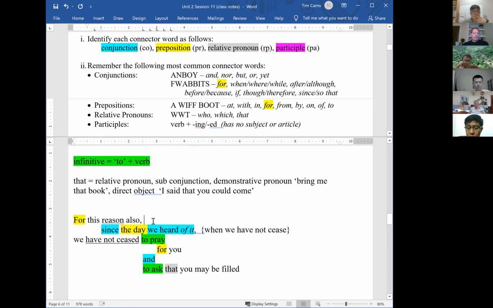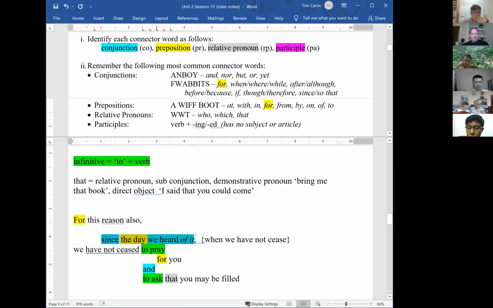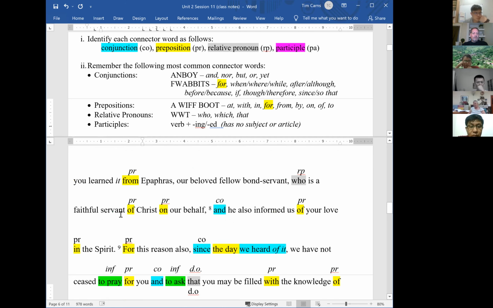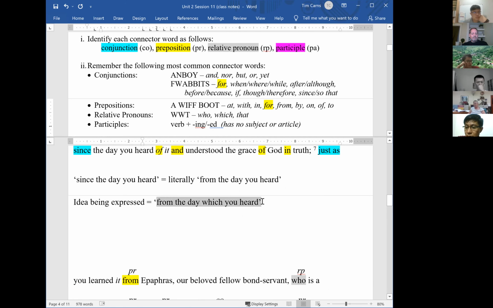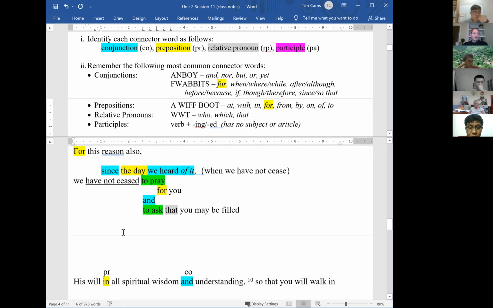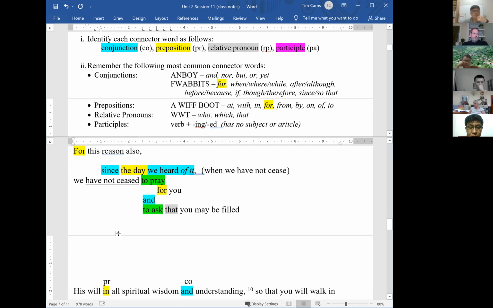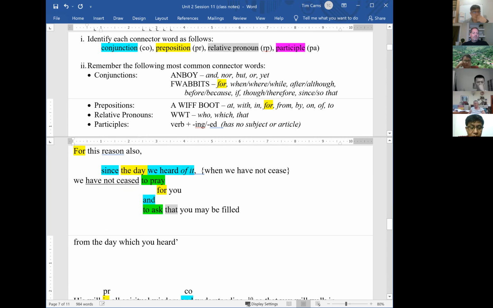All right, so this is telling you a time, right? This clause, since the day we heard of it, is telling you when. It's answering the question when. That's why it's modifying a verb. If a phrase or clause answers the question when, it's modifying an action. It's telling you when that action happened. So if we took the more literal translation, I think a better translation would be this: from the day which you heard, we have not ceased to pray for you, etc.